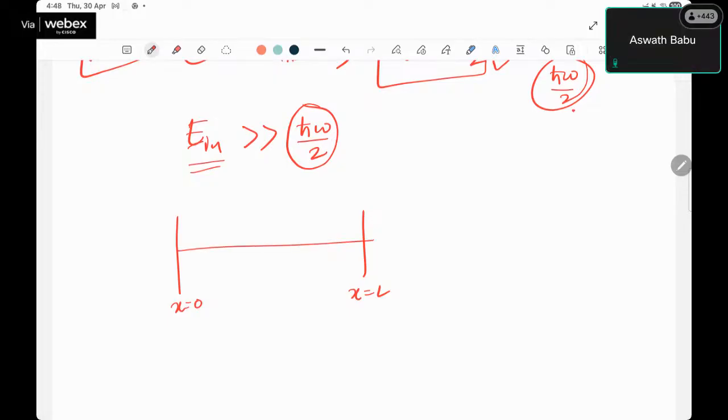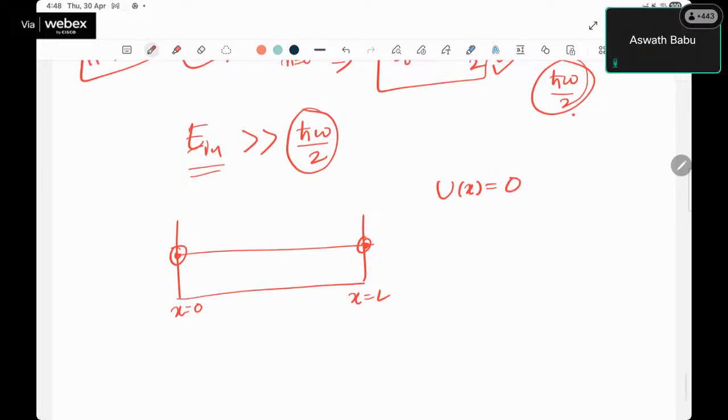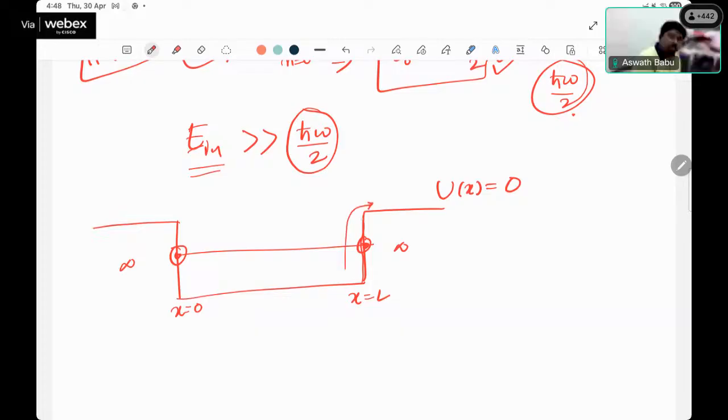If the particle is inside a box, it cannot exist at x equal to 0, and it cannot exist at x equal to L. The potential U of x is 0 inside, so it's zero potential. This is called a potential well. Inside it is 0, and left and right is infinity. To go out, somebody has to supply infinite energy to go to the other side, so it is stuck inside this well.